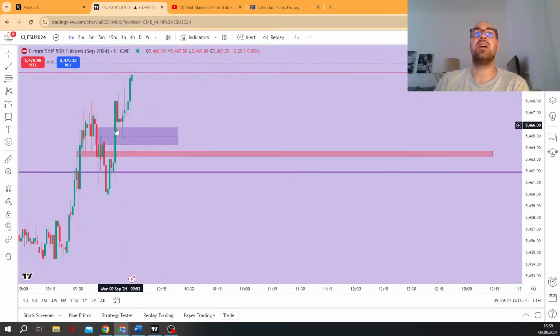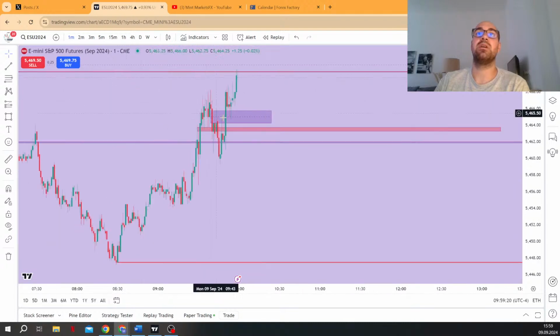Here we have an inversion fair value gap. We had a fair value gap going lower here. And here we have an inversion fair value gap, since we traded through, came back into it, respected the midpoint, and went higher.